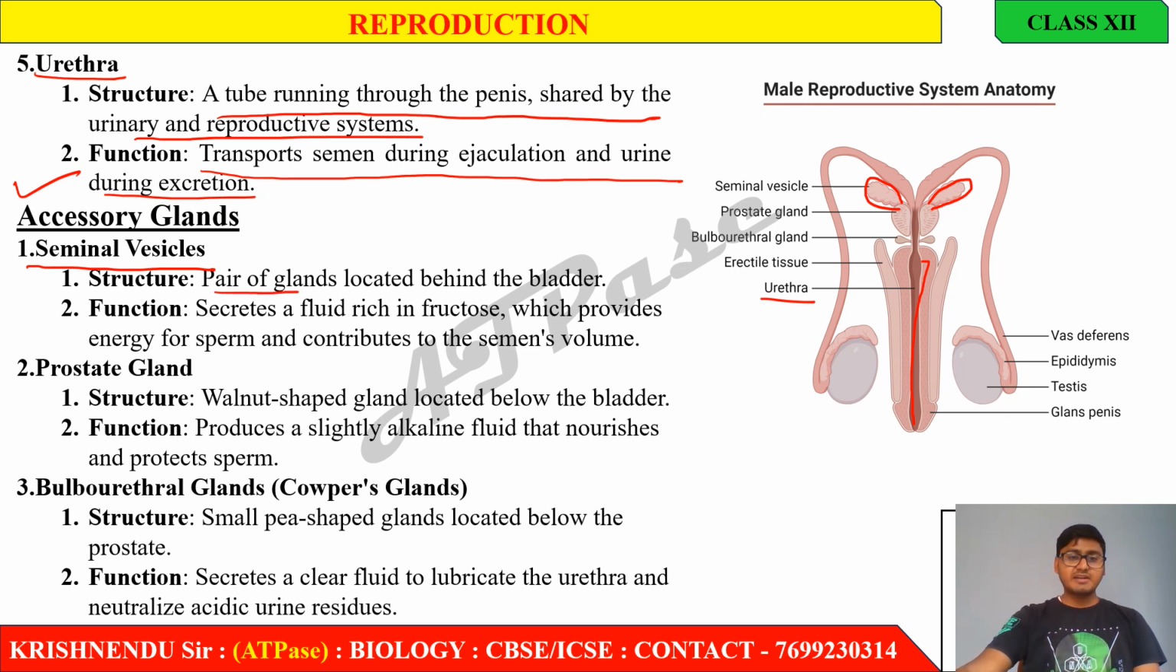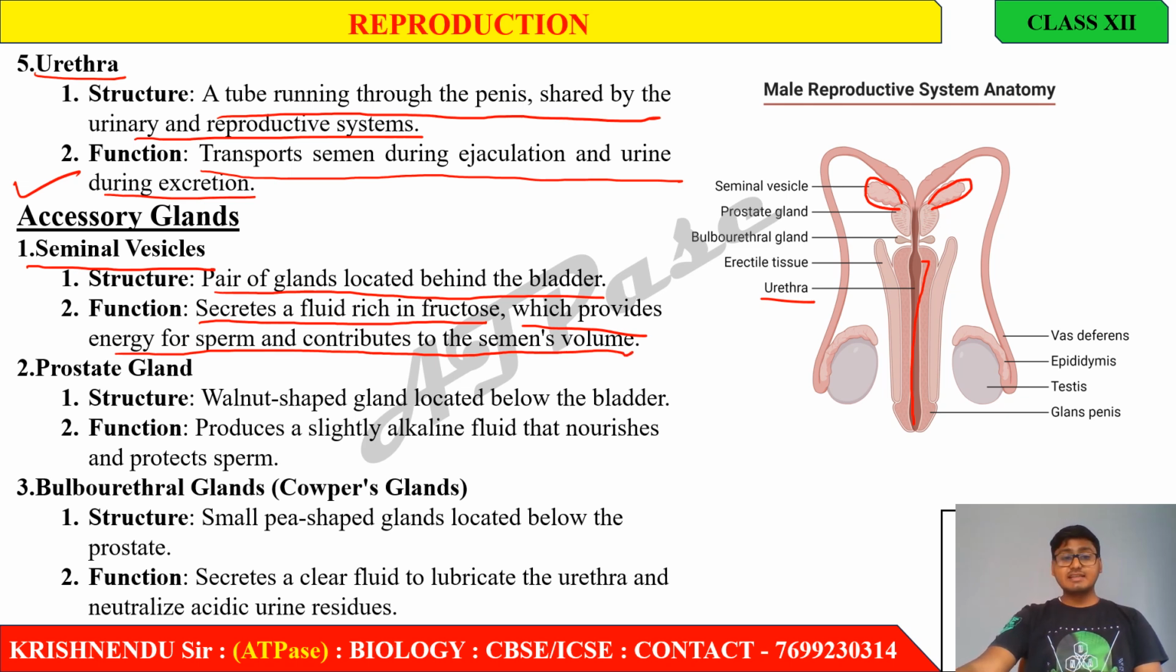Structure: a pair of glands located behind the bladder. Here you know that the urinary bladder is present. Behind the urinary bladder, these two seminal vesicles are present. What is the function of the seminal vesicle? They secrete a fluid rich in fructose, which provides energy for sperm and contributes to the semen's volume.